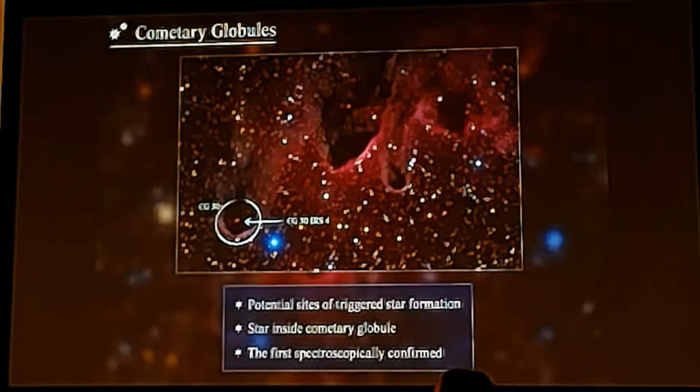Just a quick note before I go off this slide. This is actually a star inside a cometary globule. We're the first to spectroscopically confirm one that's inside a cometary globule. And it makes sense. It's like a Bok globule, it just has a cool shape. It still forms stars. You're going to hear a lot about CG30 IRS4 as we go through this presentation.